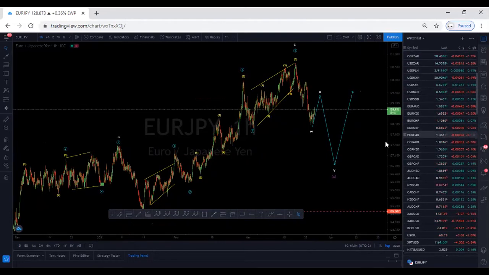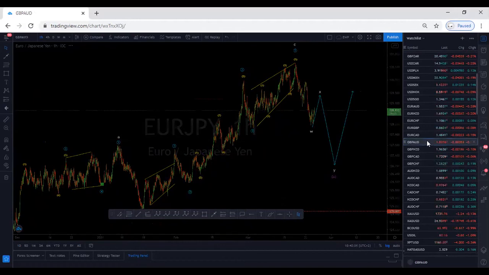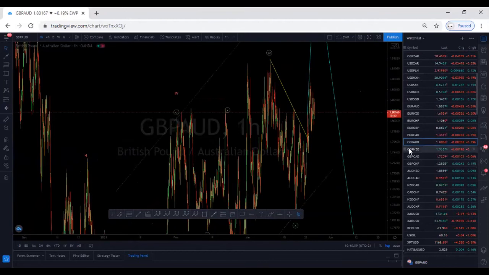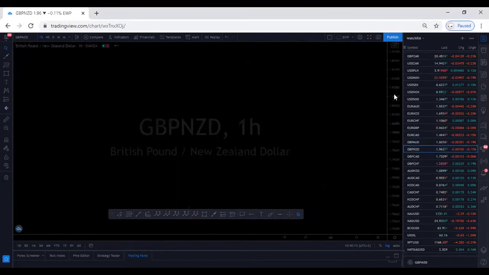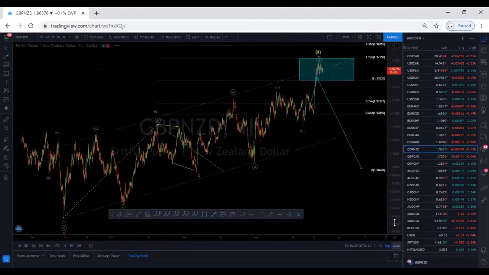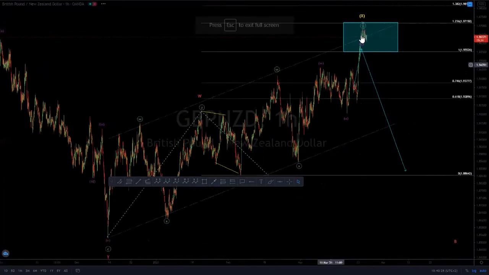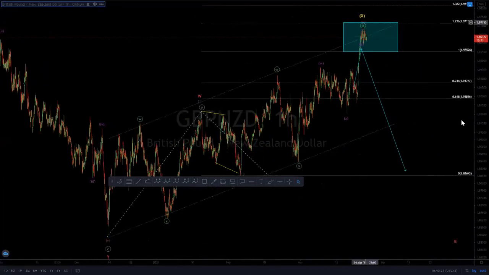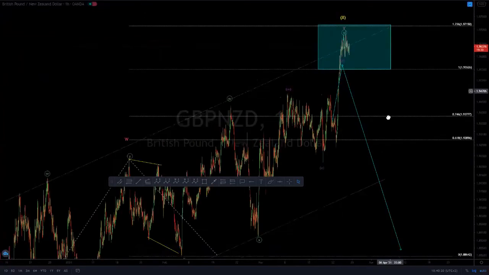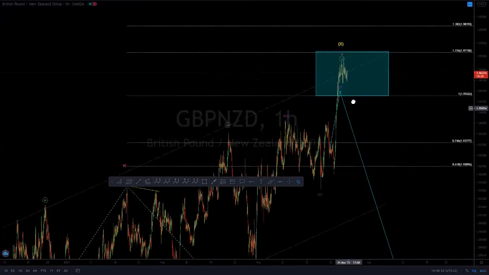Right, let's look at pound pairs. Okay, we'll start with pound New Zealand. I'm just looking at the pairs that have got blue boxes, guys. Pound New Zealand. Right, so pound New Zealand, I'm looking for this move to the downside here. So we've already got this move to the upside that we're looking for. Now I'm expecting that we start to get a move to the downside here. This is what I'm looking for.